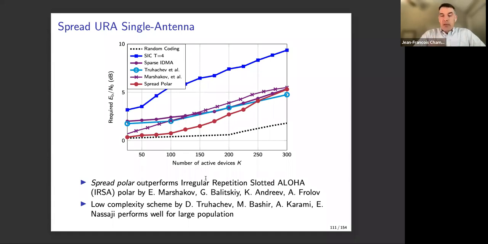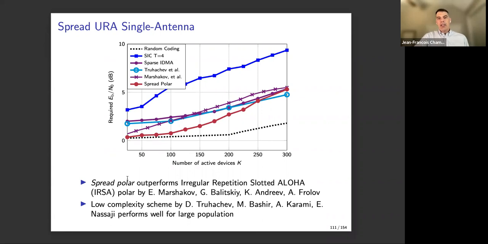In some sense, some of these techniques are the best known or the best performing schemes for a single antenna. So here on this particular graph, on the x-axis I have the number of active devices as usual, and on the y-axis I still have the minimum energy per antenna. At the top, for some comparison, I included sparse IDMA, which is also a graph-based technique.